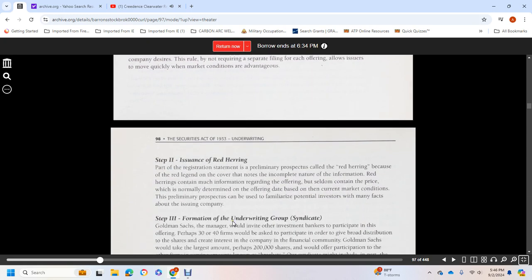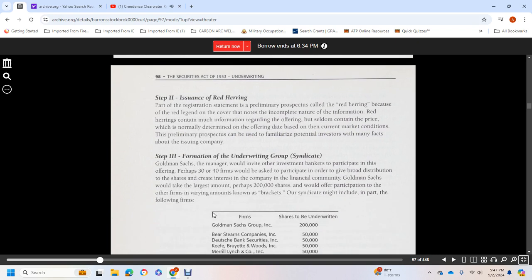Step 2, issuing a red herring. The preliminary prospectus, part of the registration statement, is called the red herring because of the red legend covering the notes on the incomplete nature of the information. Red herrings contain much of the information regarding the offering, but seldom contain the price, which is normally determined on the offering date based on current market conditions. The preliminary prospectus can be used to familiarize potential investors with many facts about the issuing company.